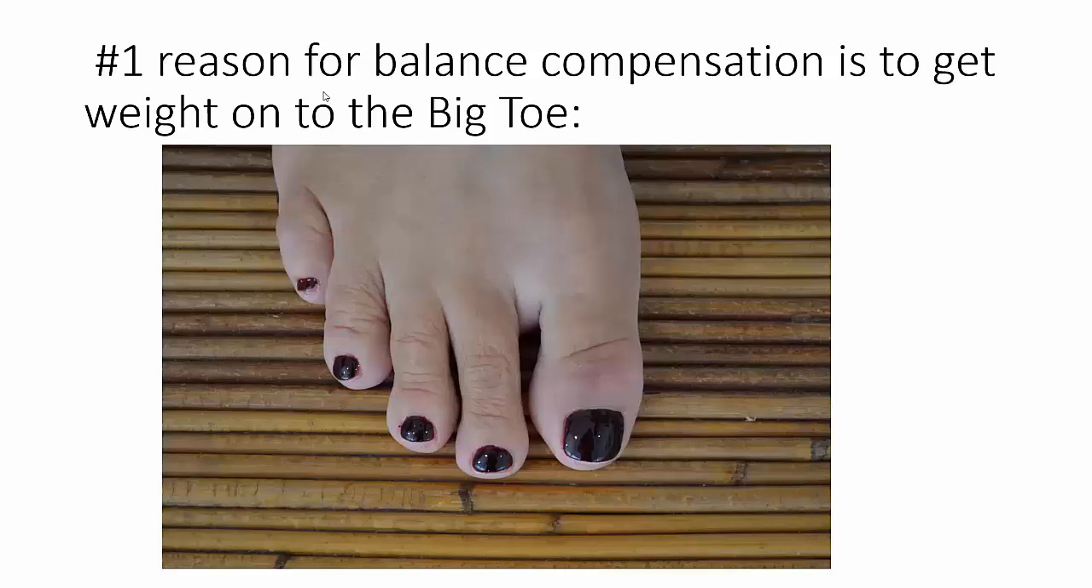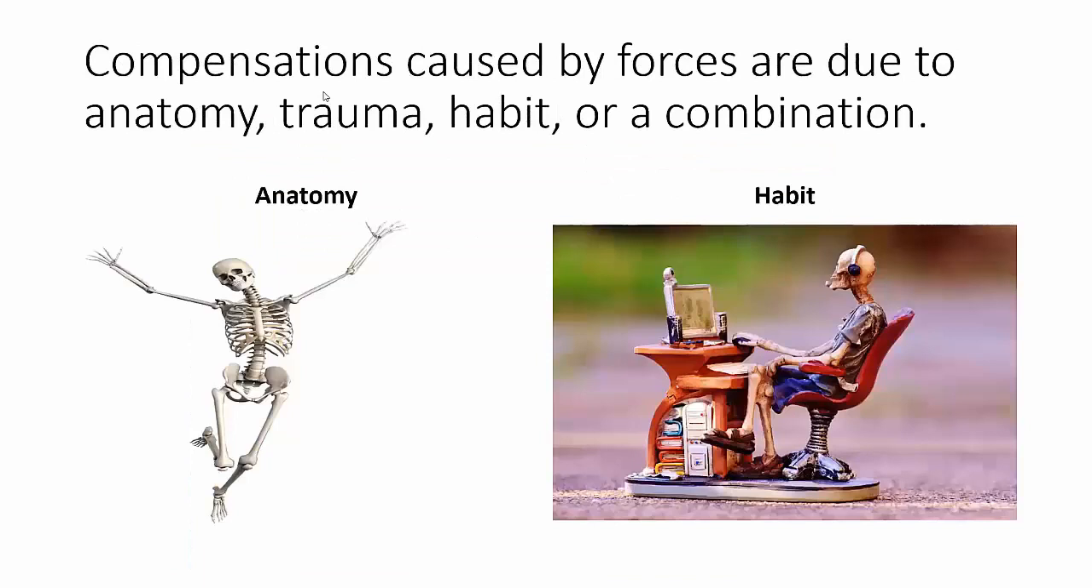So there's a reason that people have adopted the posture that they have. And like I said, it's either to balance or maintain eyes on the horizon. So compensations are caused by forces, and they can be due to anatomy, because it could just be that way, trauma, habit, or a combination. So some people will develop abnormalities or compensations like in utero, right?